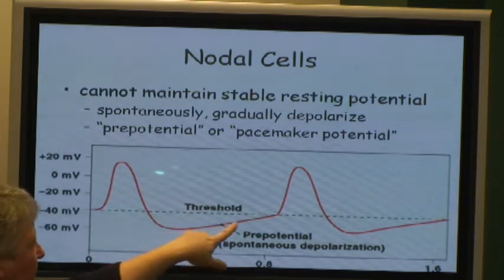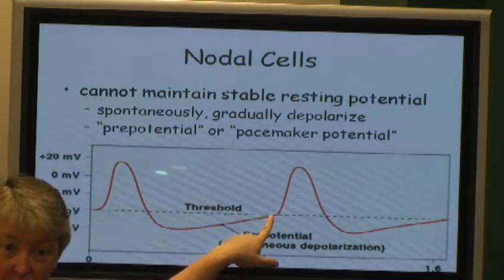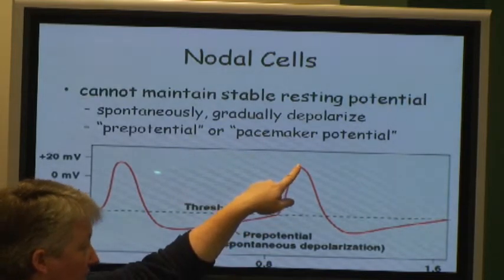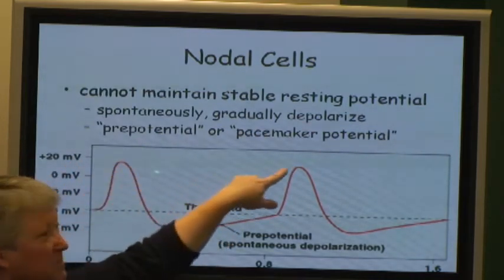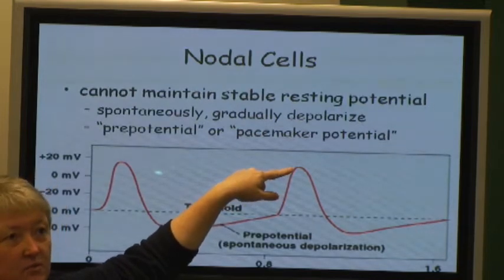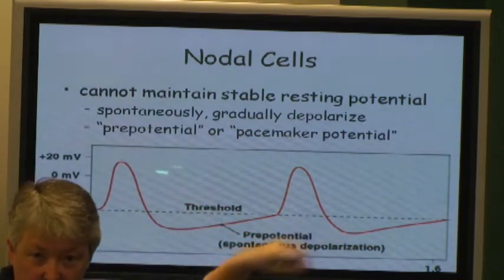And then once they reach threshold, the rest of those voltage-gated sodium channels open. A bunch of sodium runs in, okay, and they depolarize. Then they get to about plus 20, I think it was plus 30 in skeletal muscle. But they get to that point when the sodium channels close and potassium channels open, and potassium comes back out again. Does that make sense?